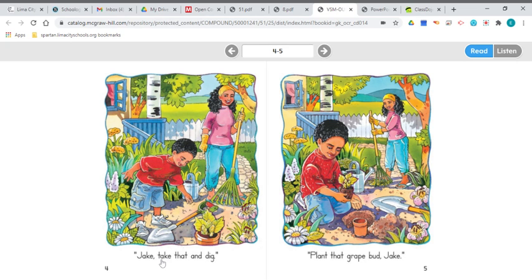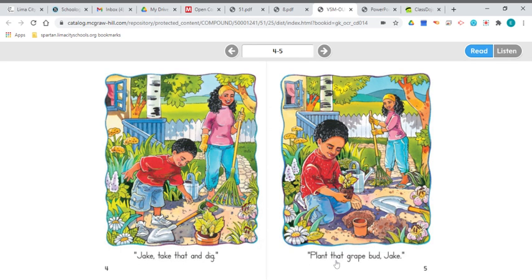Jake, take that and dig. Now, this is also in quotation marks. Who do you think is talking? It's still Mom talking, right? She's giving him directions on what he needs to do. Jake, take that and dig.